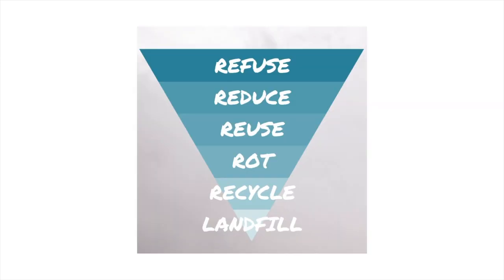You can also follow this hierarchy where instead of directly just sending things to landfill, just refuse them in the first place. So for example, if you're handed out a free sample that you know you don't need, just refuse it. And if something is on sale and you're just gonna buy a bunch of it, but you know you don't need that much, just reduce that and don't buy all of it. Reuse what you have and repurpose what you have. Rot, so composting if you can. And then recycle. Please recycle. And if all that fails, just landfill.